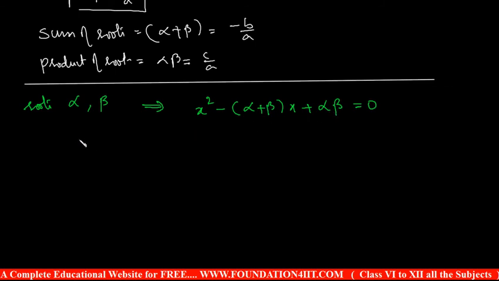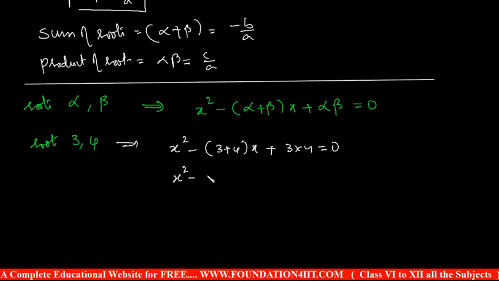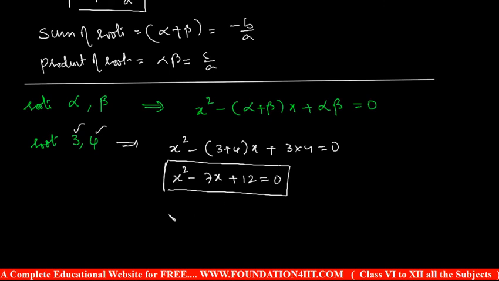Let's check with one example. Take 3 comma 4 as the roots. Then the quadratic equation is x square minus (alpha plus beta), that is 3 plus 4, x plus 3 into 4 is equal to 0. So x square minus 7x plus 12 is equal to 0. This is the quadratic equation. If you factorize, again you will get the roots 3 and 4. You can do the verification.